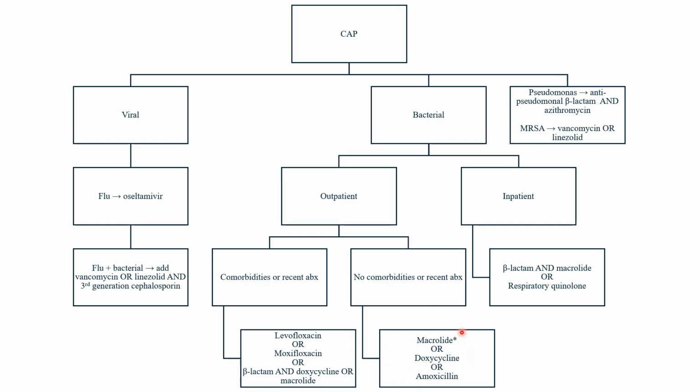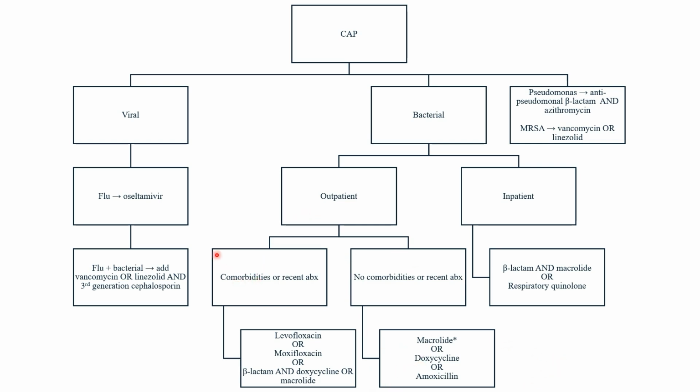I starred macrolide. Why? Because do not use a macrolide if local resistance is over 25%. And for the record, almost everywhere in the US, it is over 25%. So this should not be used as monotherapy, at least in the US. Doxycycline or amoxicillin, you can use as monotherapy in these patients.